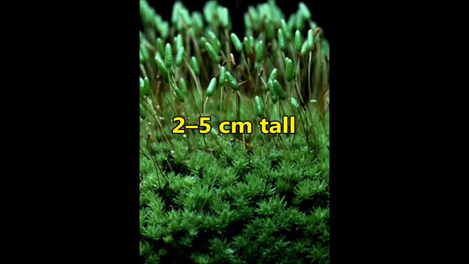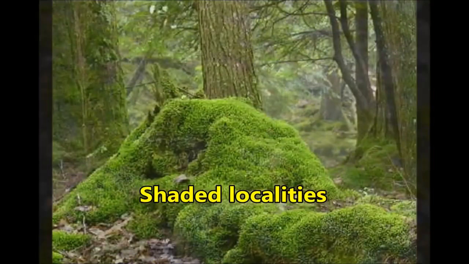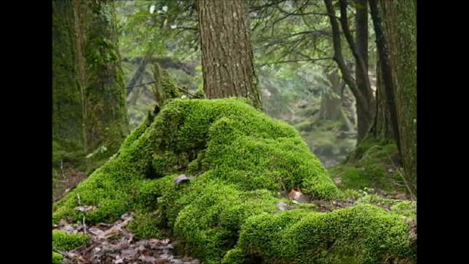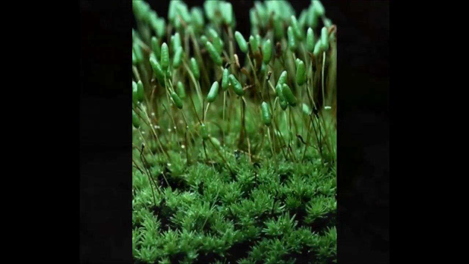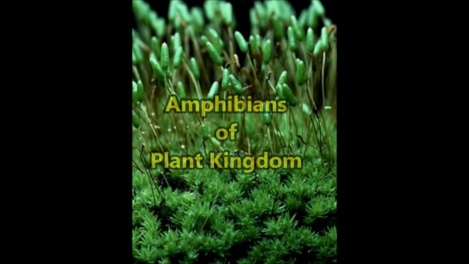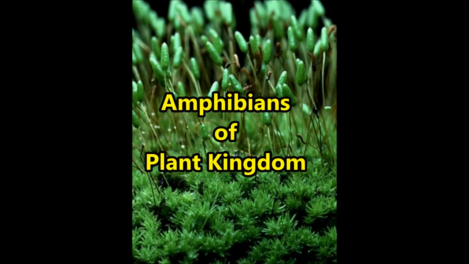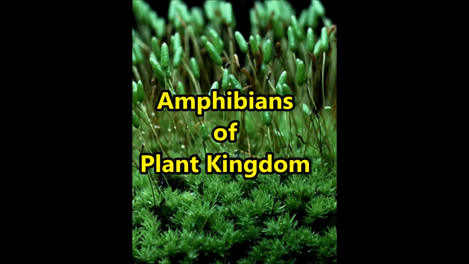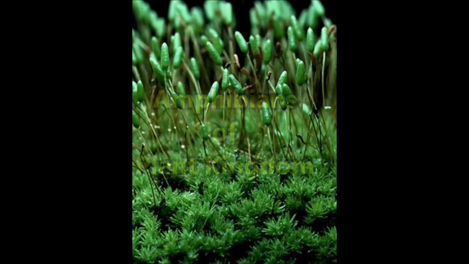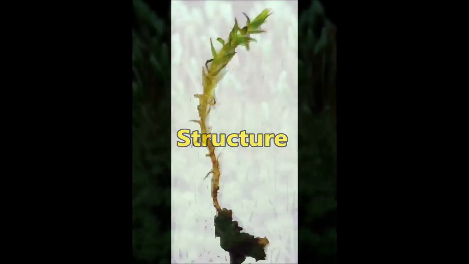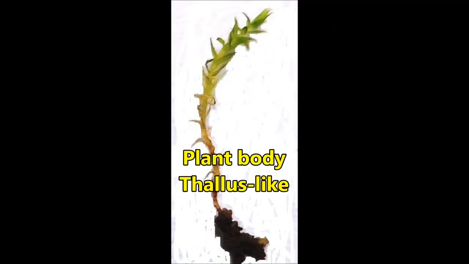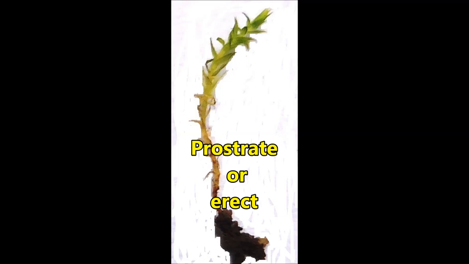Most of them are 2 to 5 cm tall. They commonly grow in damp, humid and shaded localities. They are widely distributed throughout the world. They are called amphibians of the plant kingdom because they can live in soil but are dependent on water for sexual reproduction. Structure. The plant body is thallus-like and prostrate or erect.